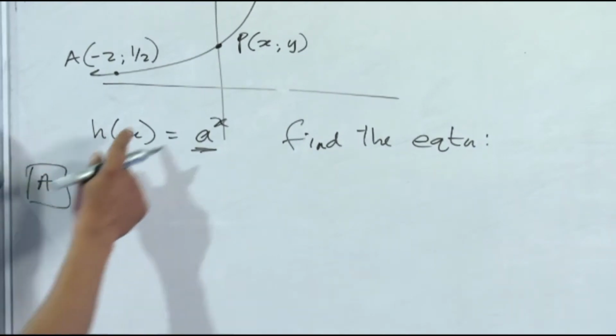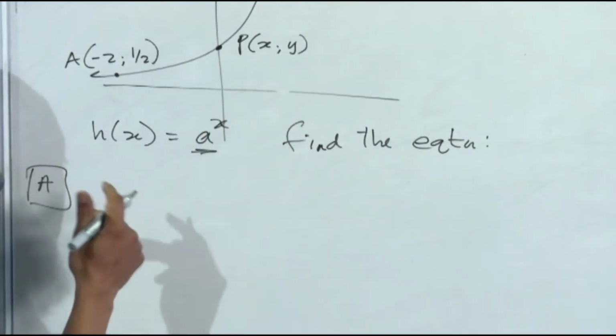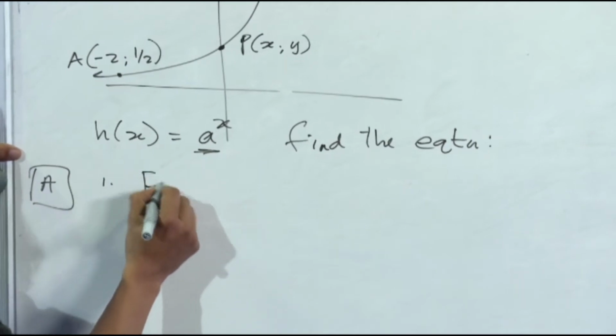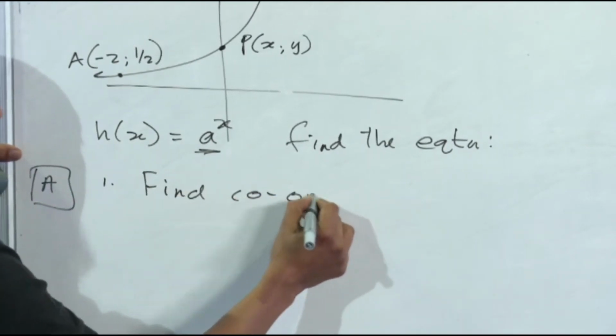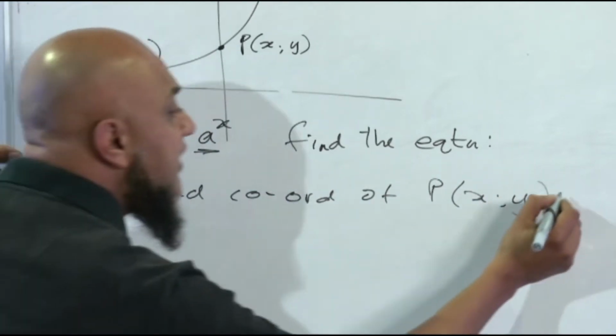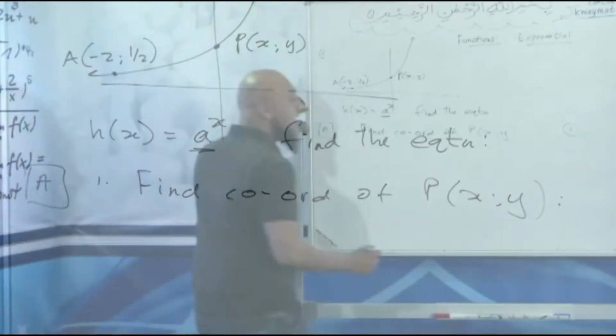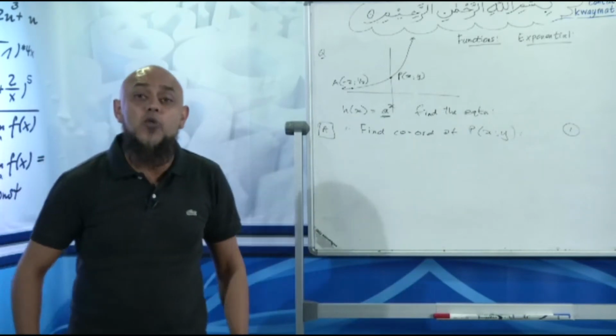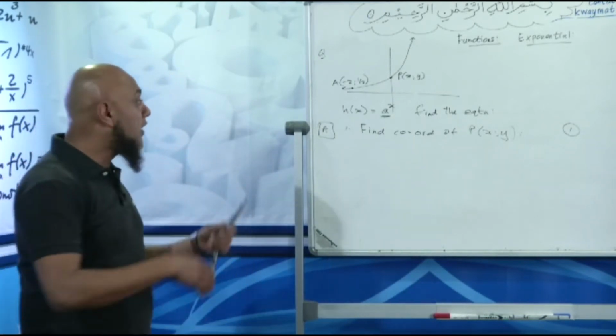So you've already got this P, x and y. They might ask you, question number 1, find the coordinates of P, x and y. They love asking this question, and it's only worth 1 mark, guys. It's a no-brainer. You don't need to think about it.